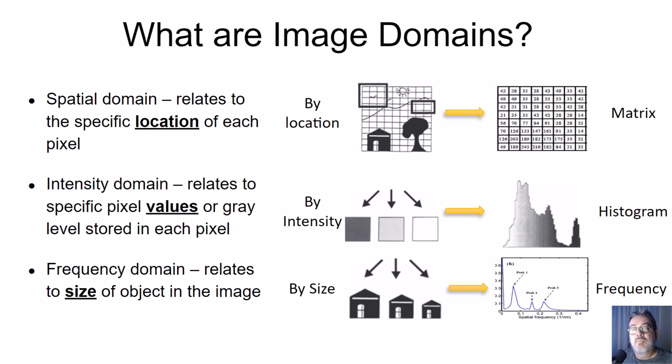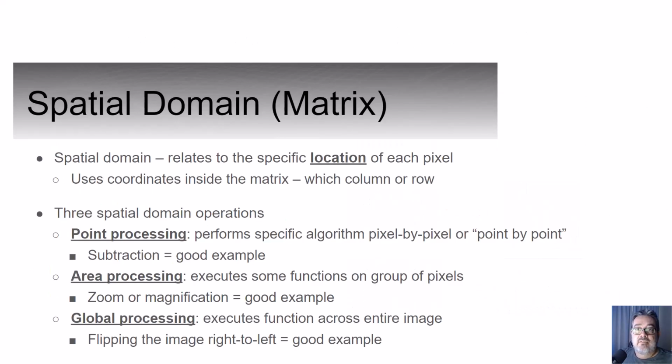The intensity domain is a different way of evaluating a digital image that radiographers are typically familiar with. A histogram, which is a graphical representation of the numerical pixel values in the image, provides information about grayscale of your image. It often shows up on the control panel. The frequency domain isn't one that we typically use as technologists, but it demonstrates the size of the object in the image. Let's look at each of these individually.